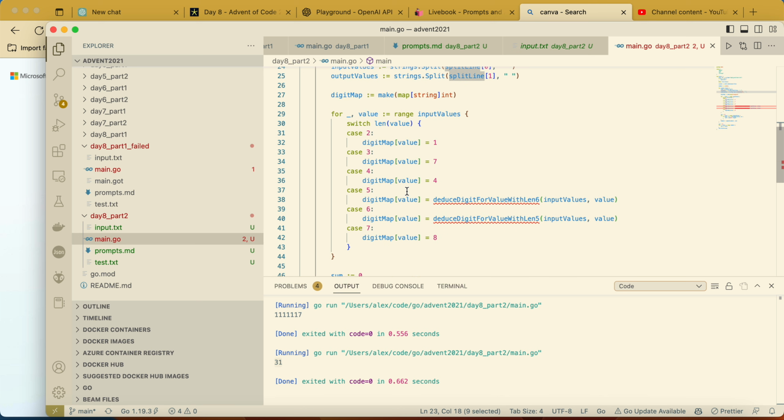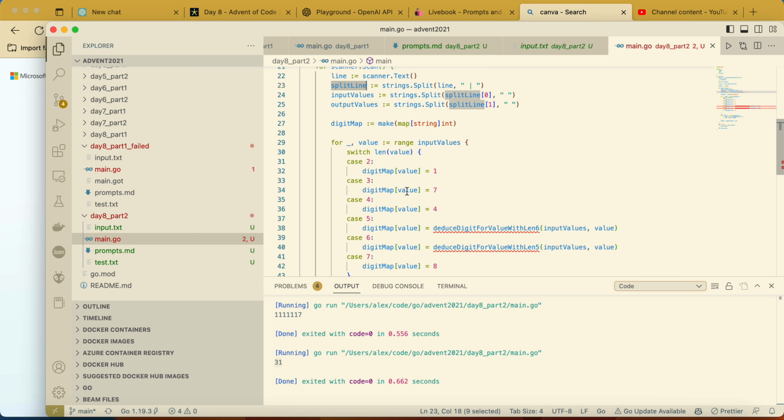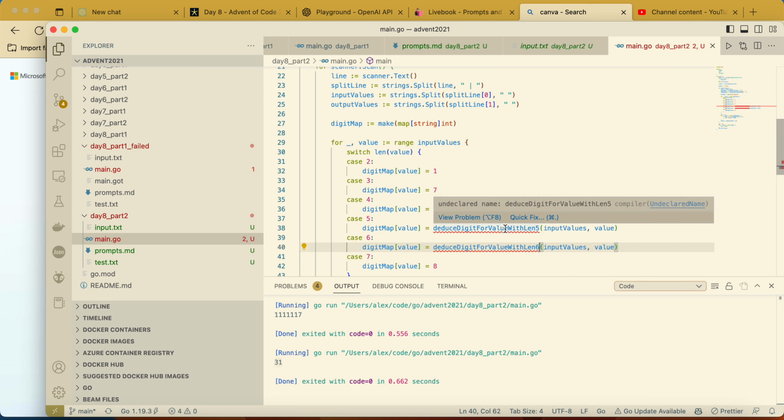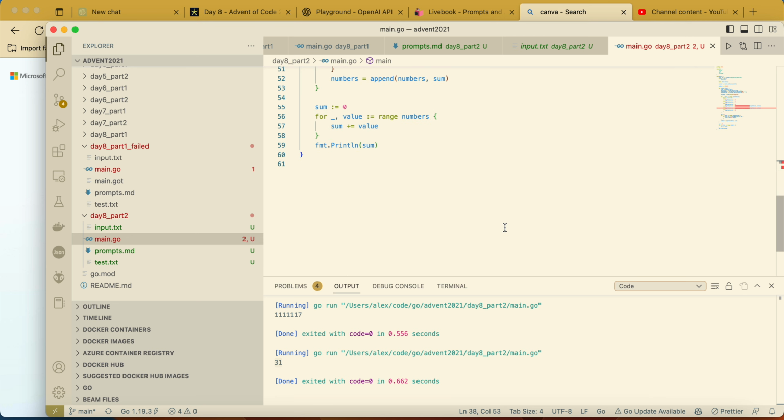And in this case we can, having the input values, be able to deduce, okay, is that with length 5 or is with length 6. Okay, let's do the deduction ourselves.